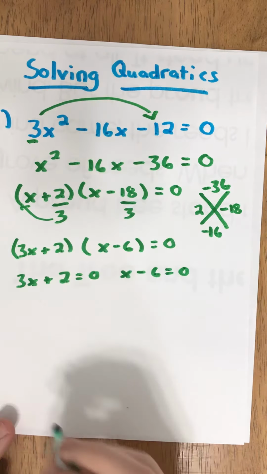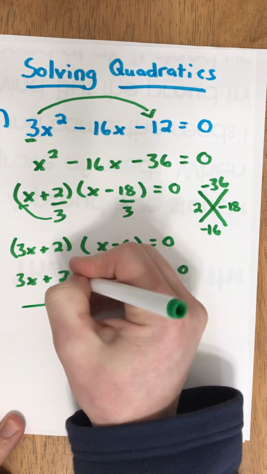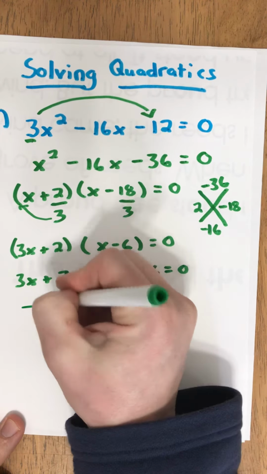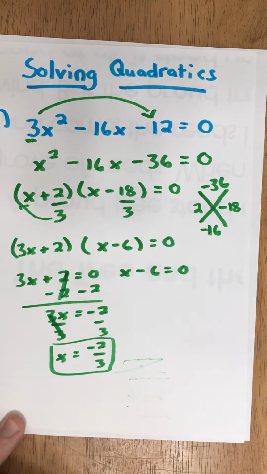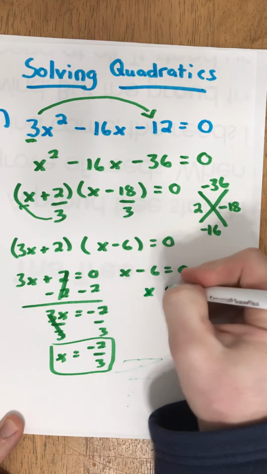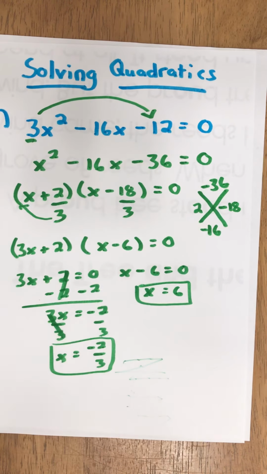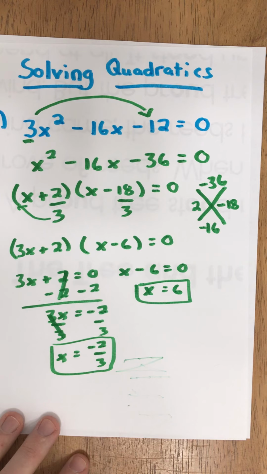Now, this first one's a little bit more difficult, but not too bad, which is minus 2 minus 2. So I'm going to have 3x equals negative 2. And when I divide by 3, I'm going to get x equals negative 2/3. Over here, I'm going to add 6 to both sides. And I'm going to get x equals positive 6. So my two answers here, my two roots, are going to be negative 2/3 and positive 6.